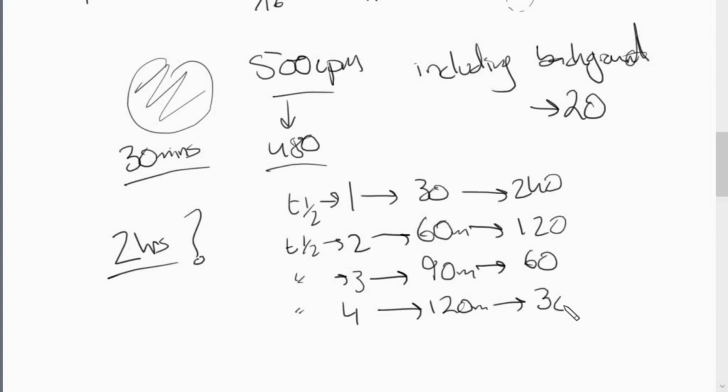তখন কত থাকবে? 30. ঠিক আছে? So without background you will detect 30. How much will you detect if you consider background also? 50. So considering background your count should be 50. Alright? Does this make sense?